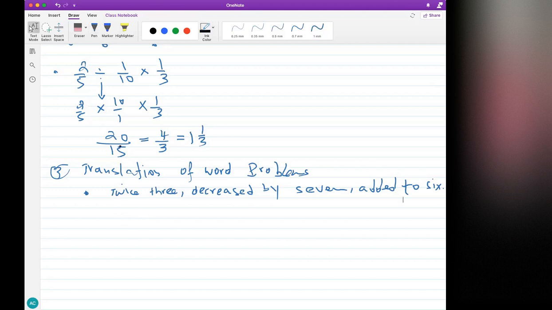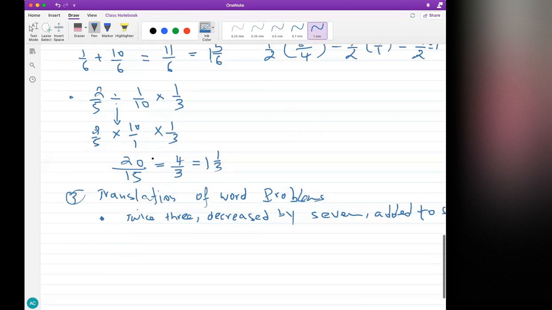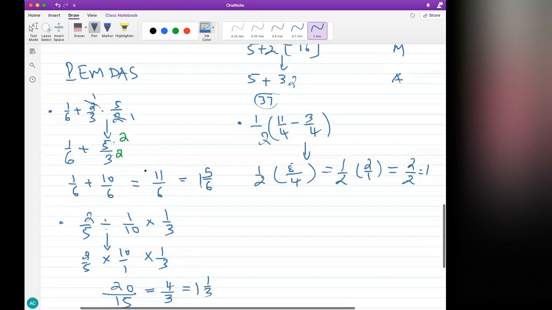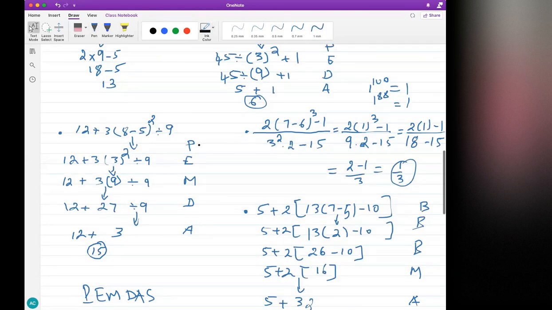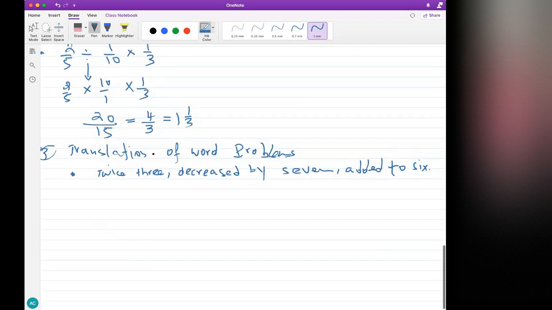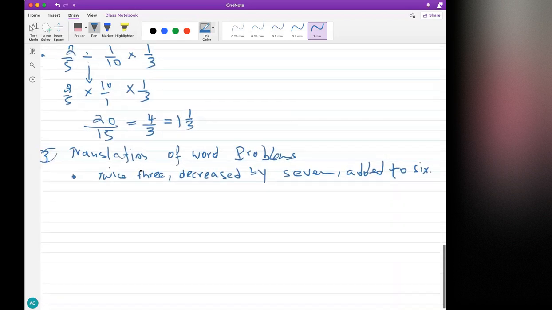So first, before we use the order of operations, we want to translate it. Hopefully you write it in arithmetic form like this. Then we use the order of operations to simplify. So twice 3, what do we mean by that? If you write this in numbers and symbols, how do you exactly write this twice 3? Just 2 times 3, right? Twice 3, or twice a number, it means that number times 2. 2 times 3, decreased.